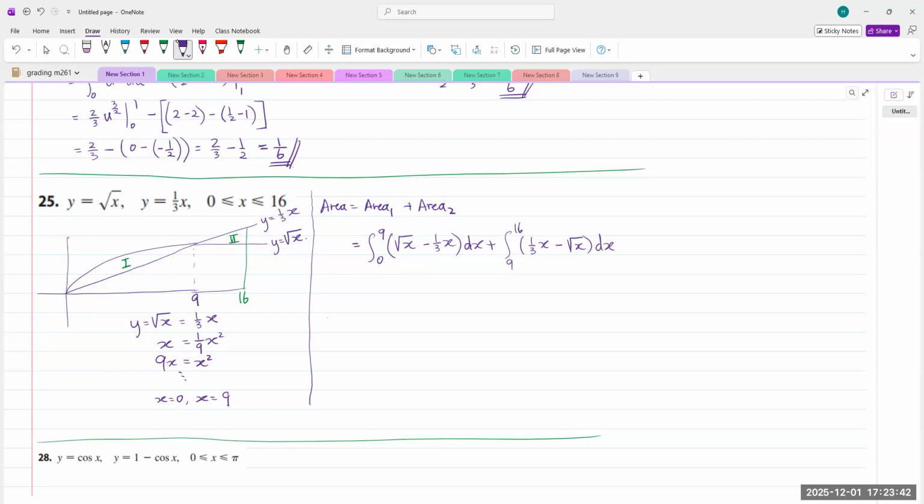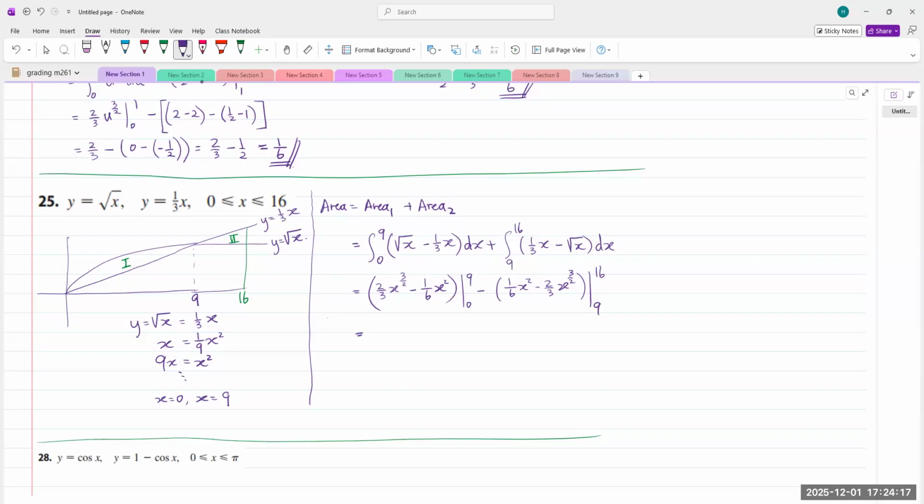But once we set this up correctly, anything after this is just integration. The integral of x to the 1/2 becomes 2/3 x to the power of 3/2, minus 1/6 x squared, from 0 to 9, plus 1/6 x squared minus 2/3 x to the power of 3/2, from 9 to 16.